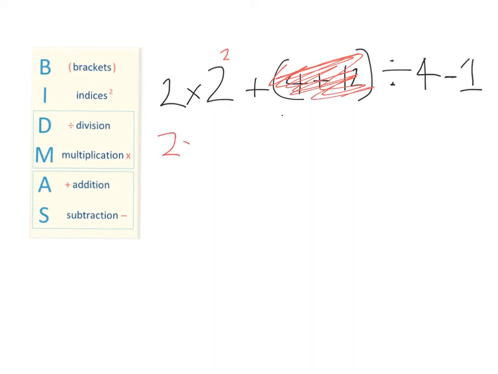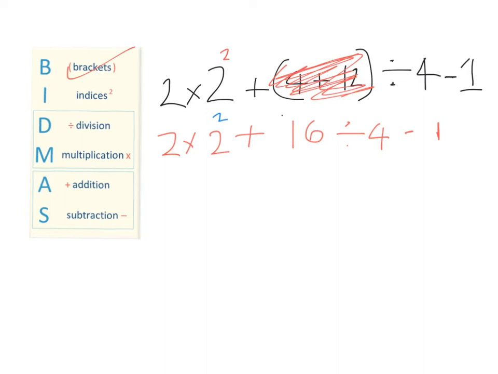So we're still going to do 2 multiplied by 2 to the power of 2, plus, and our bracket was 4 plus 12, so it's now going to be plus 16, because I know 4 plus 12 is 16, divided by 4 minus 1. Excellent. Tick those brackets off. All right, indices. We haven't done indices before, but now we are going to do it. Remember, indices are how many times you multiply this by itself. So an index of 2 being 2 means it's going to be 2 times 2. If it was 2 to the power of 3, it'd be 2 times 2 times 2.